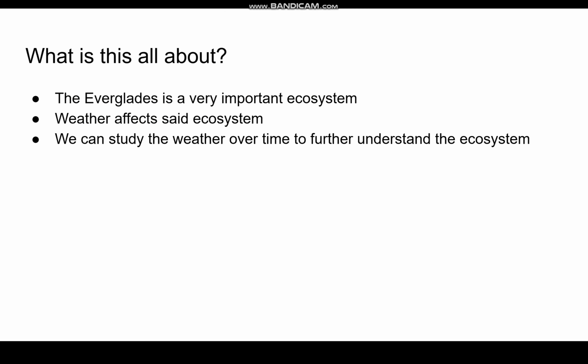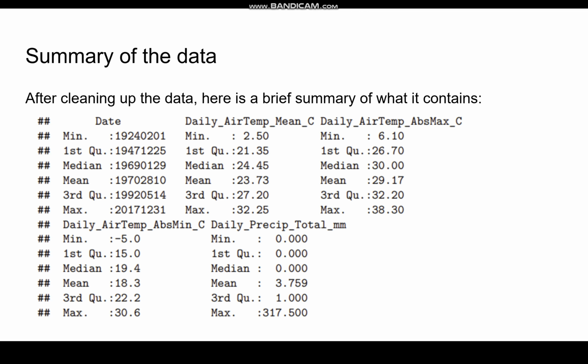So, what is this all about? If you don't already know, the Everglades is a national park, which makes it a very important ecosystem. And as is the case with many ecosystems, it's very much affected by the weather. What we can do about this is study the weather over time to further the understanding of the ecosystem. And that is, as you'd expect, what I do.